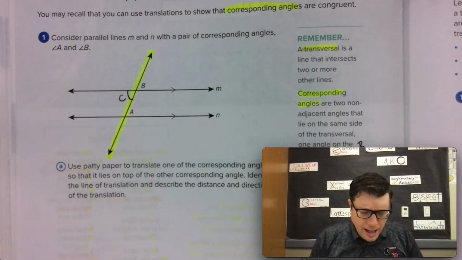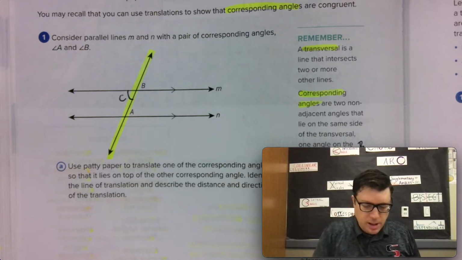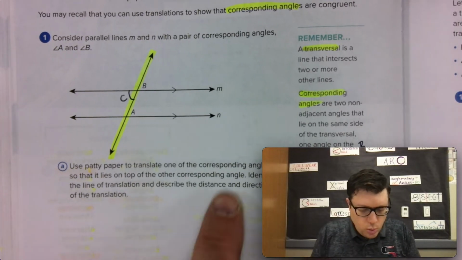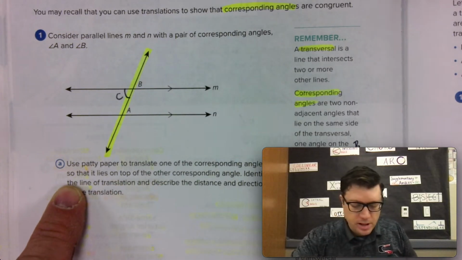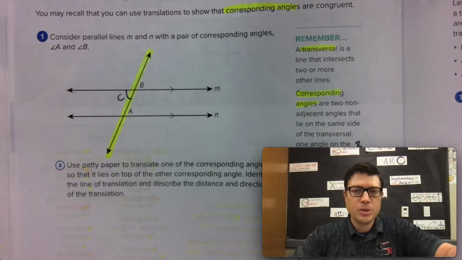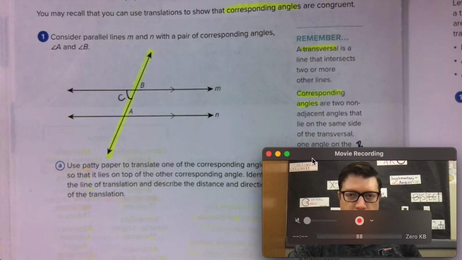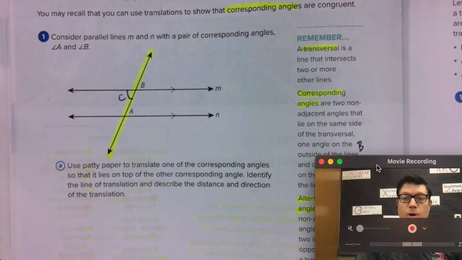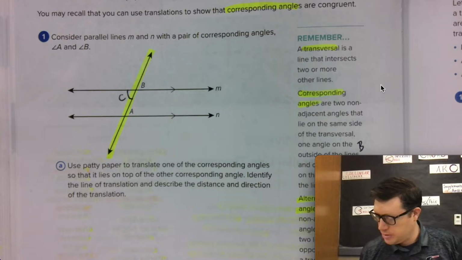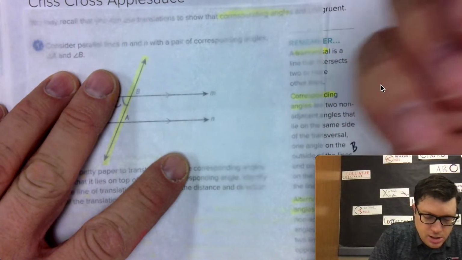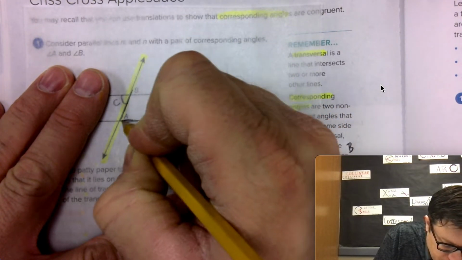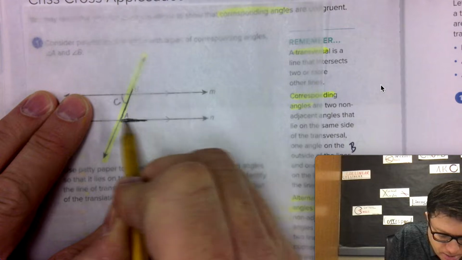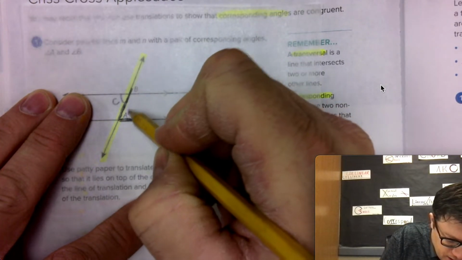Okay. Use patty paper to translate one of the corresponding angles so that it lies on top of the other corresponding angle. Identify the line of translation and describe the distance and direction of the translation. So let's do that. Let's go ahead and take the tracing paper and trace. Let's trace angle A. So tracing it carefully, trace and line it up. Okay, so there's angle A.